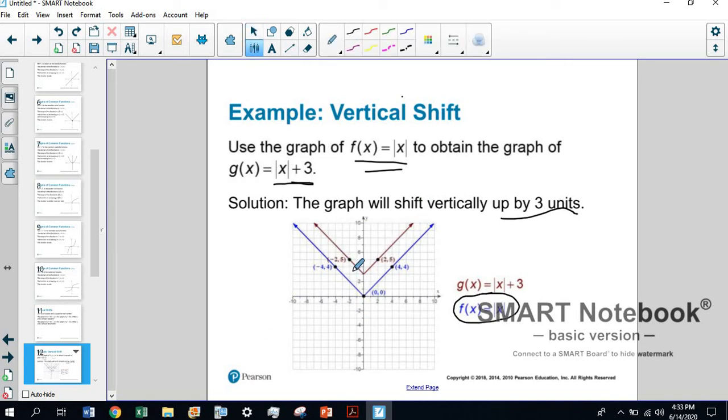Notice that 0, 0 comes up and gives you 0, 3 as the vertex now. That point needs to be labeled. These other 2 points were just whatever. They were just helping us get the graph down, but those are really not important compared to this one. I got to see where the vertex goes. And so 0, 0 went up 3, went up to 0, 3. Okay?